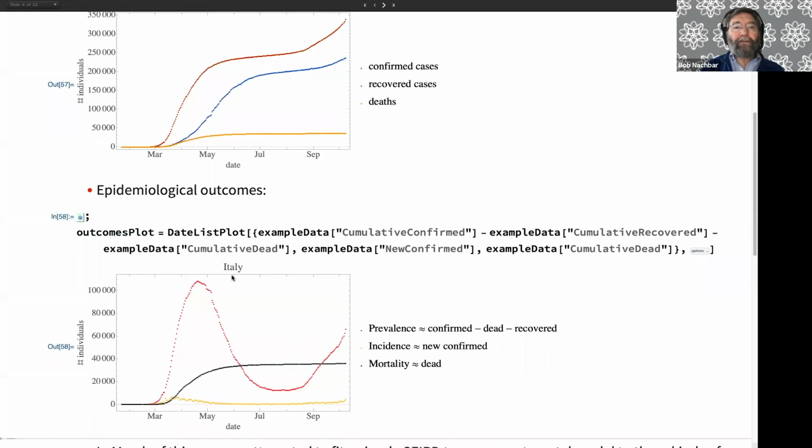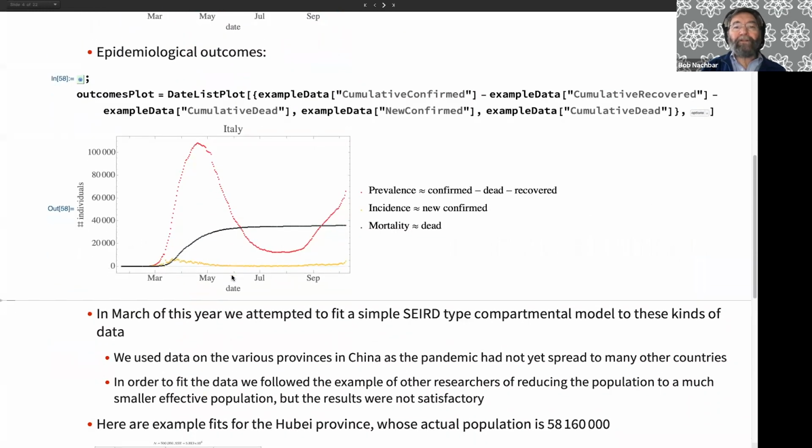We often want to convert these raw numbers into something that is more epidemiologically related or disease related, such as the prevalence, which is roughly the confirmed cases less the number of people that have died and the number of people that have recovered. And that's this curve here. And then we've got the incidence, which is just the daily difference of the confirmed cases, which is kind of like the derivative of the prevalence, and then the number of dead people.